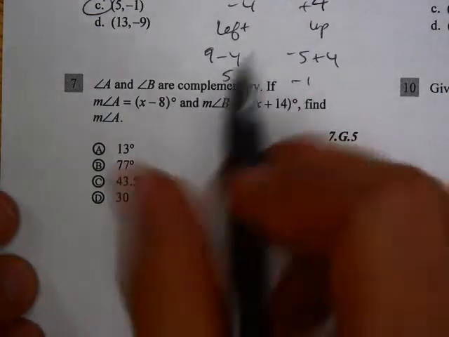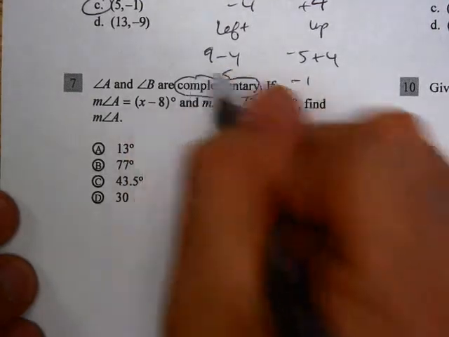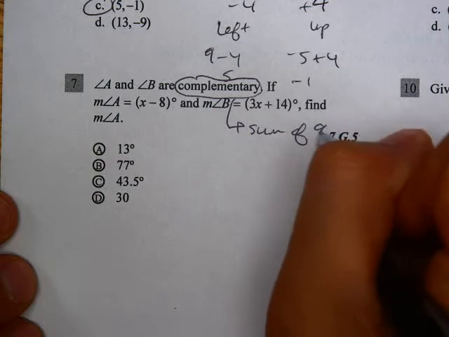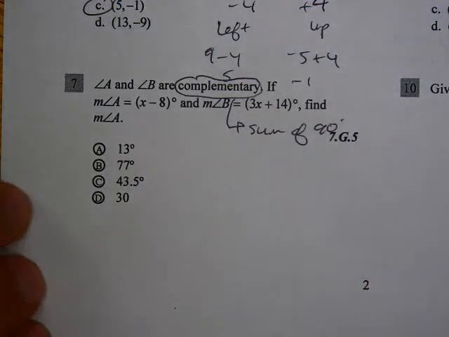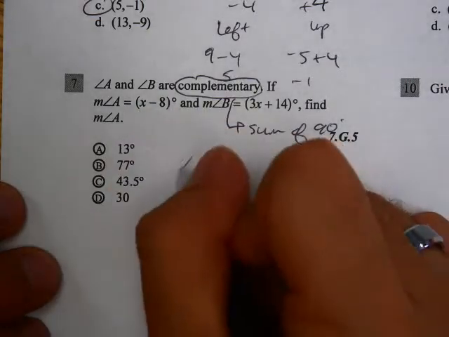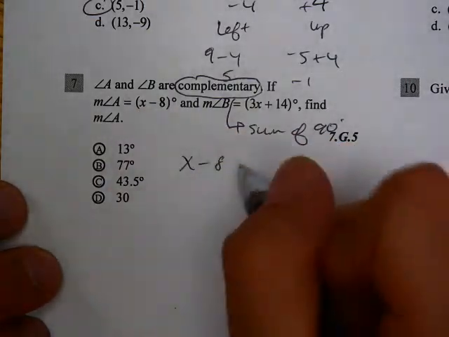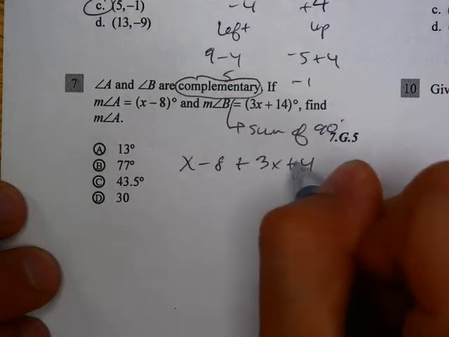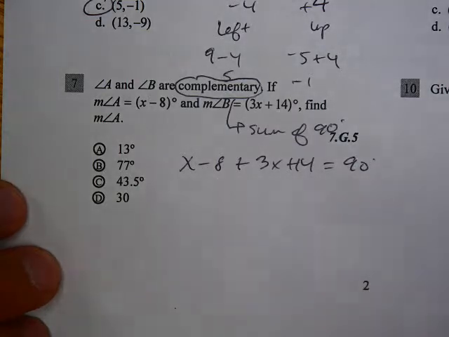Now, complementary, remember, that's the big key word here. Complementary means that they have a sum of 90 degrees. Supplementary is when they sum to 180. Here they're complementary, so we're using 90. So I have to take this first angle, angle A, x minus 8. I have to add angle B, 3x plus 14, and put it equal to 90.